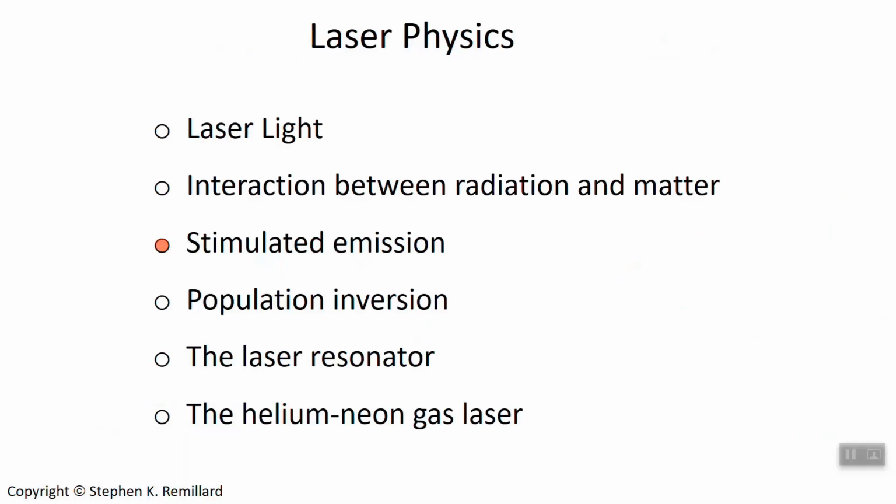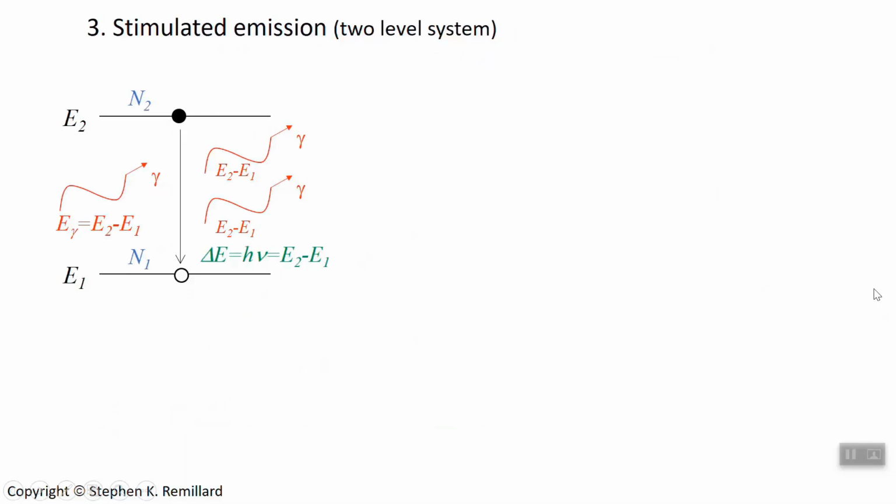So let's focus then on stimulated emission. If I have an ensemble of two-state systems, so it could be a large collection of atoms, or it could be a lot of electrons in the conduction band of a semiconductor.